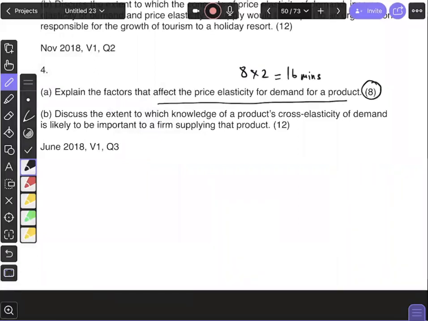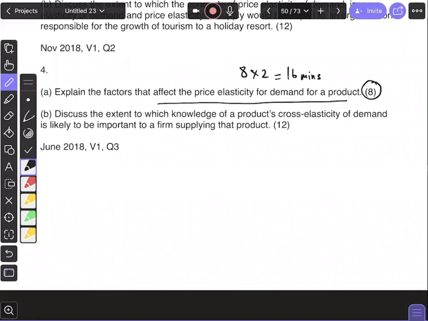The rule of thumb when you are answering any question in your A levels is that 1 mark is roughly 2 minutes. And that holds true for both MCQs and for paper 2. So 1 mark is basically 2 minutes. You've got to remember that rule.